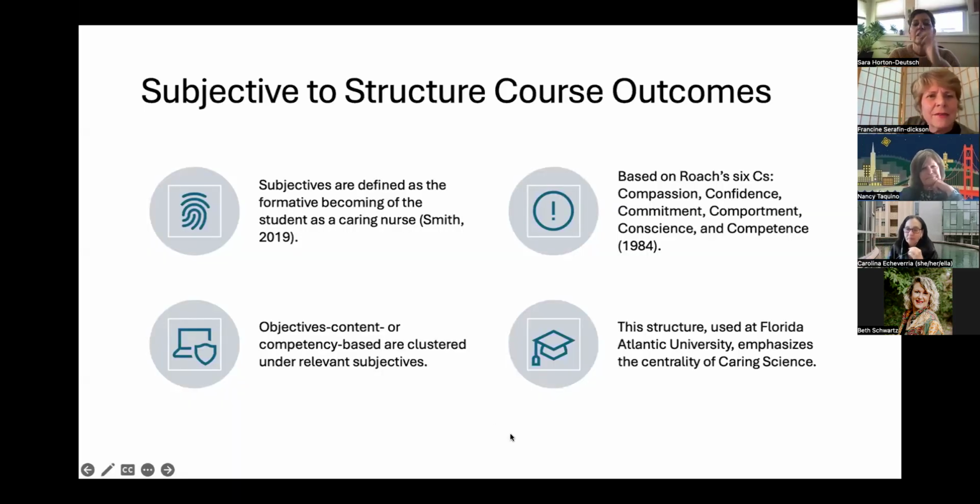Yes. Okay. So at Florida Atlantic, they talk about subjectives as the formative becoming of the student as a nurse. So it's the formation of the nurse. And they base subjectives on Roach's 6 C's of compassion, confidence, commitment, comportment, consciousness, and finally competency. And then objectives for them are content or competency-based and are clustered under relative subjectives.